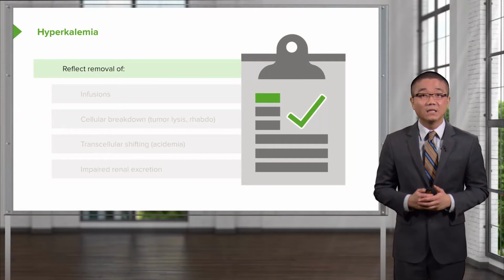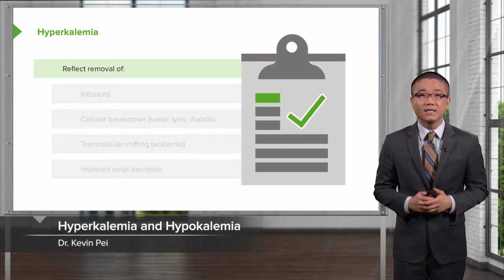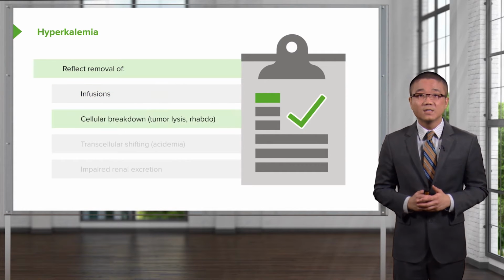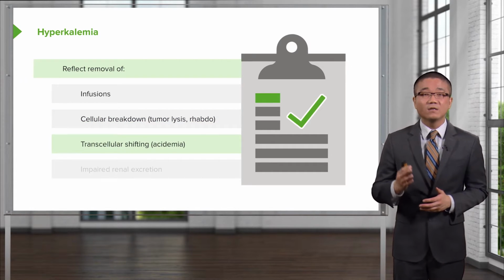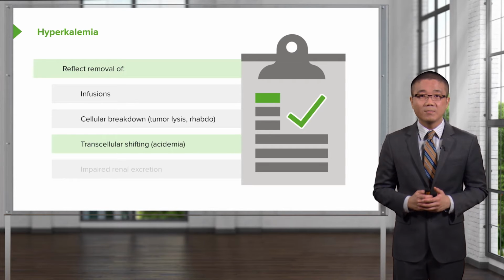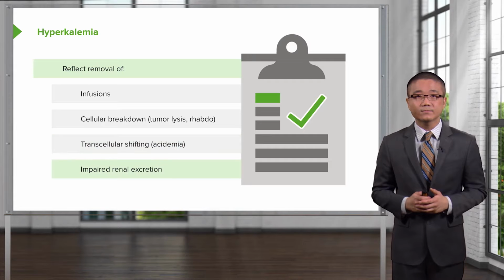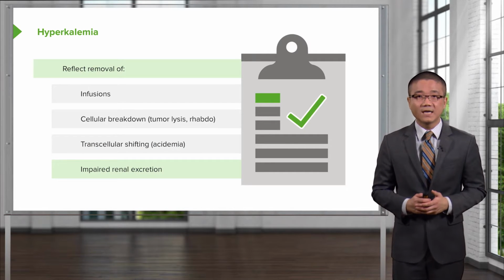What happens when we have an excess of potassium, also known as hyperkalemia? Hyperkalemia can reflect the release from cells, such as cellular breakdown in tumor lysis or rhabdo, and transcellular shifting, which is very, very important. In this specific setting, transcellular shifting is associated with acidemia. There may be impaired renal excretion, also contributing to hyperkalemia.